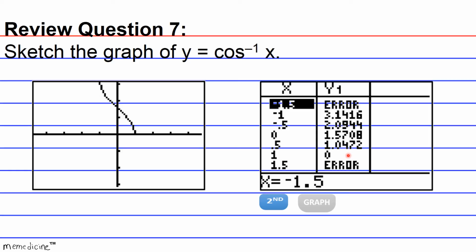All right, so that's about it. Just let's leave it at this. Pulling up the table will allow you to view the independent and dependent variable values of the illustrated inverse cosine function.